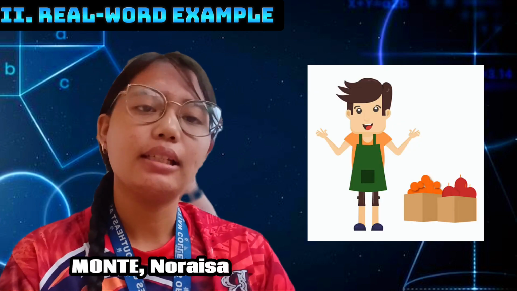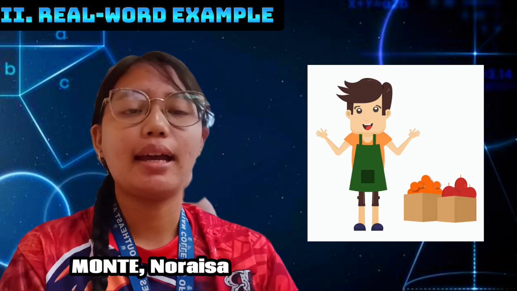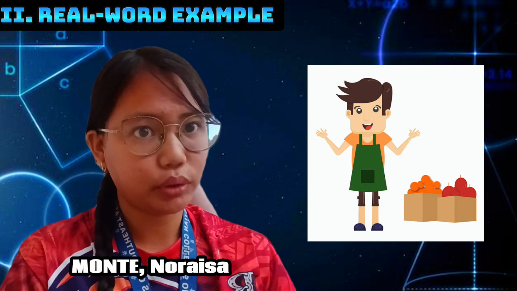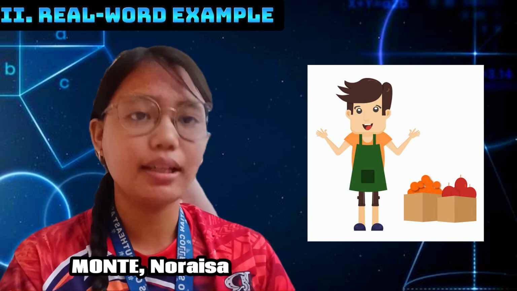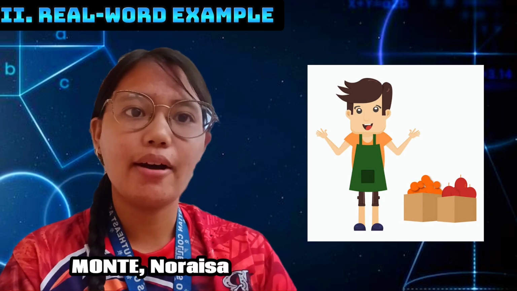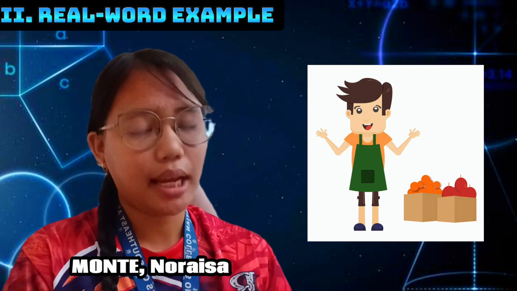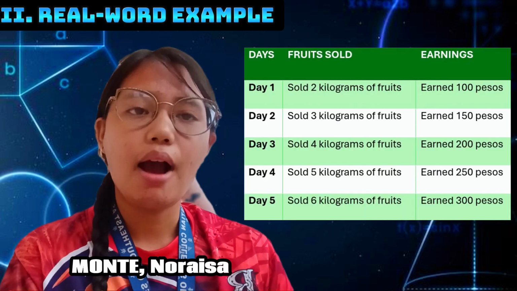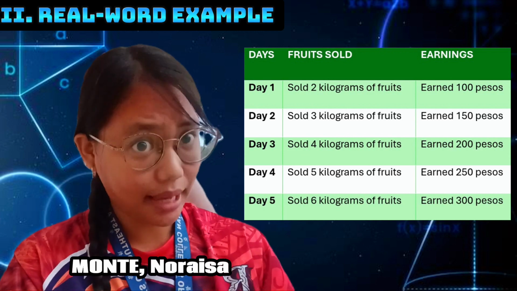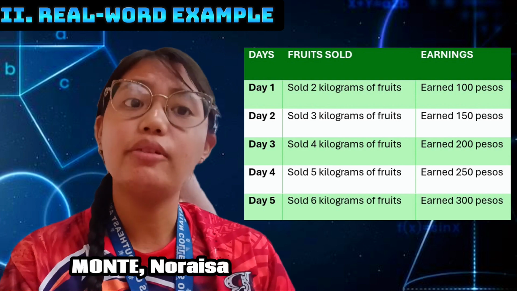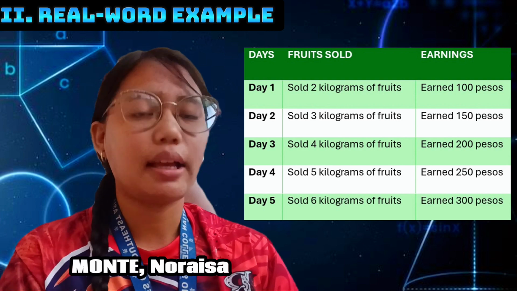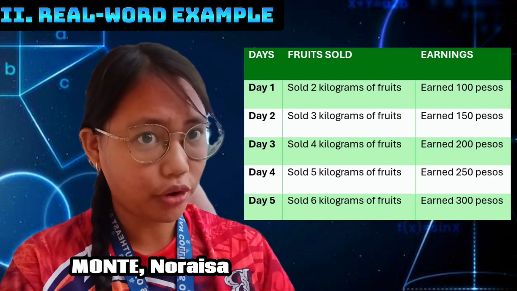Let's meet Carlos, a street vendor who sells fruit in the market. He wants to use inductive reasoning to understand the relationship between the weight of the fruits he sells and his earnings. Let's take a look at Carlos' observations. He recorded the weight of the fruit he sold each day and the corresponding earning. Here's what he found. He notices a pattern in his observations.